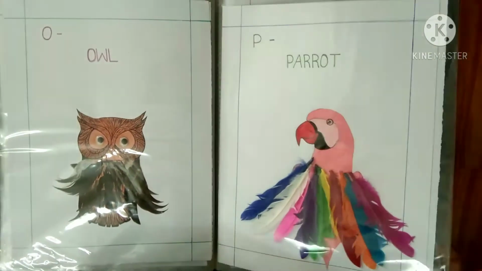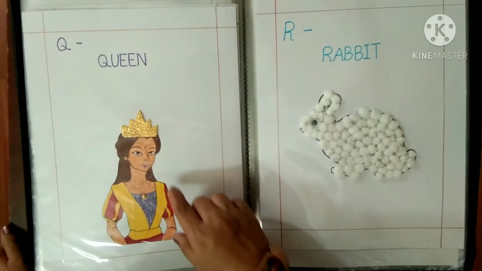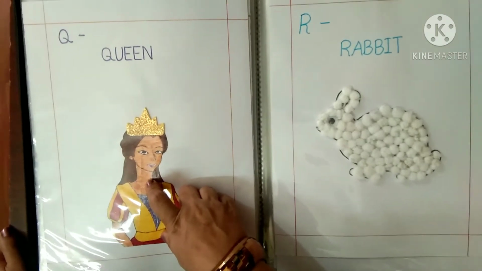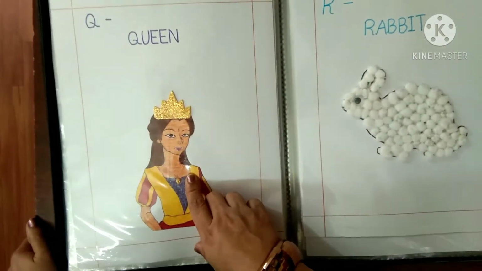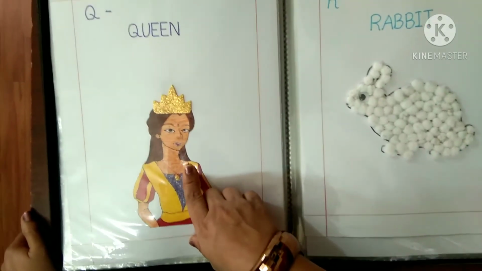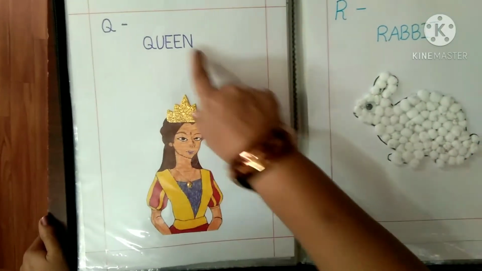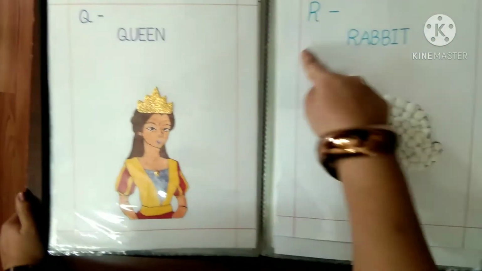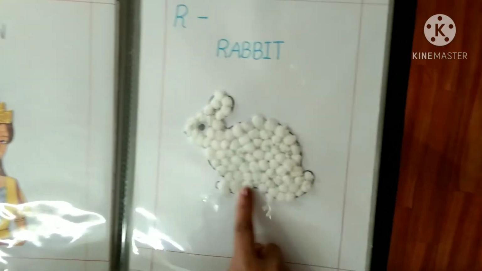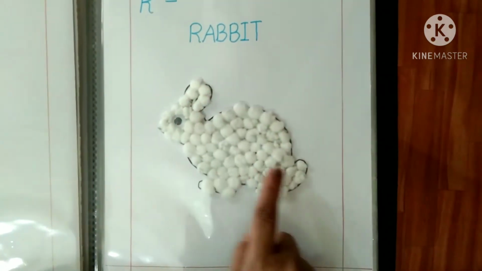Okay, likewise sponge dabbing. There are many things in the scrapbook, correct? Sponge dabbing, paper cutting, thumb printing, then pencil sharpener shavings. Okay, so if you could see, Q for queen, and a crown has been done for a queen here. R for rabbit, this is cotton balls. Cotton balls are pasted here and made a rabbit.